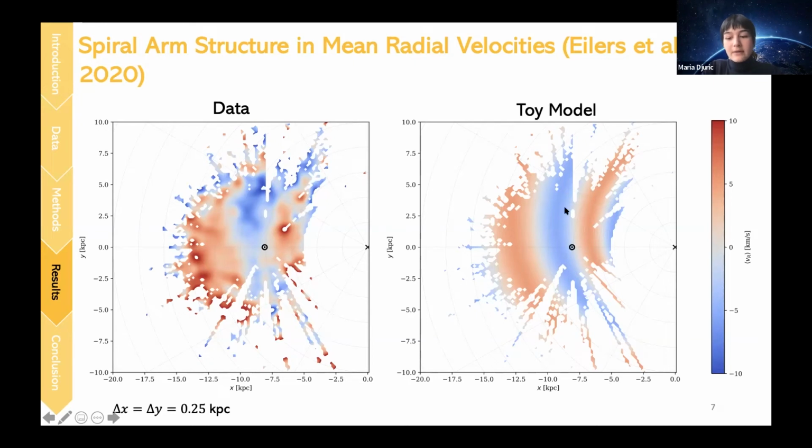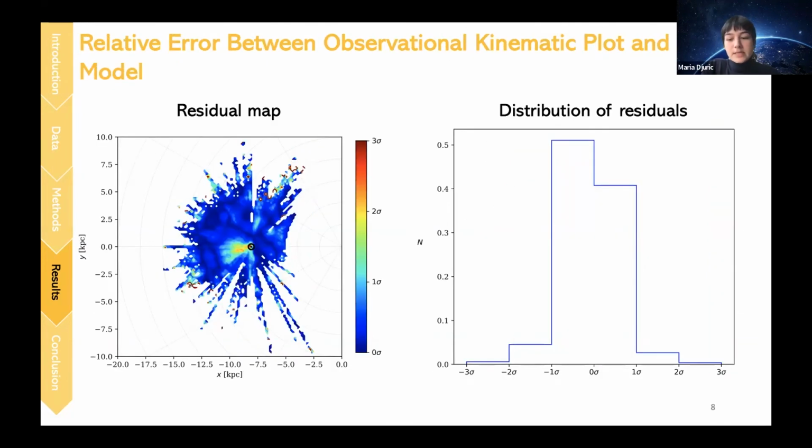Now, the right-hand side velocity plot arises from a two-armed logarithmic spiral whose parameters were fit to the data using Monte Carlo methods. I omitted radii less than 5 kiloparsecs as this region was dominated by the bulge, so we have a different perturbing potential. I also computed the residual map to compare the data to the toy model and the distribution shown on the right. So we can see it matches up relatively well.